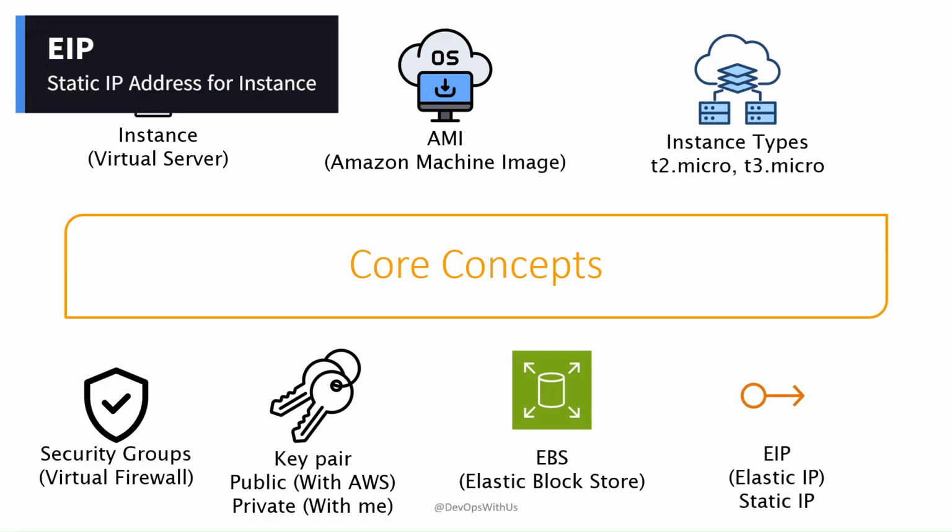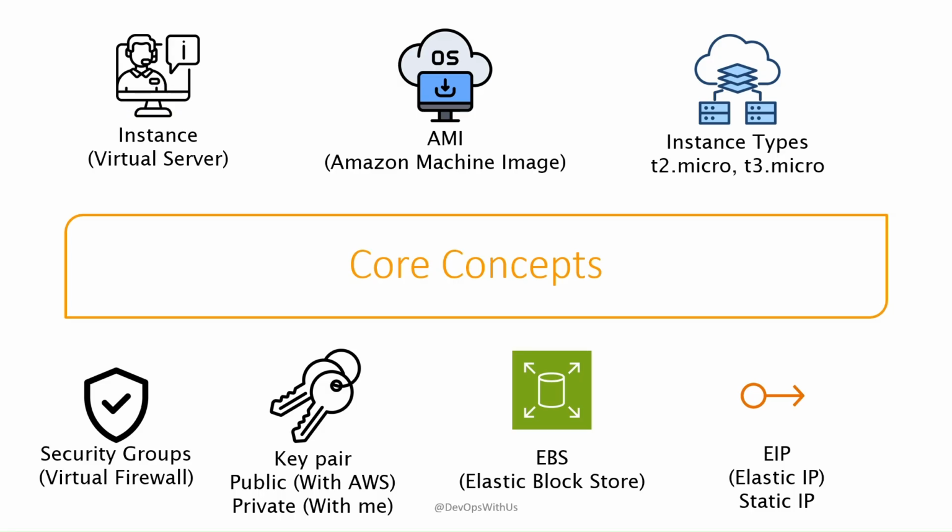Then comes Elastic IP addresses. By default, the IP address of my instance changes every time I stop or start the instance. An Elastic IP is a static public IP address that I can associate with my instance. This is useful if I need a fixed address that doesn't change, like for a web server.